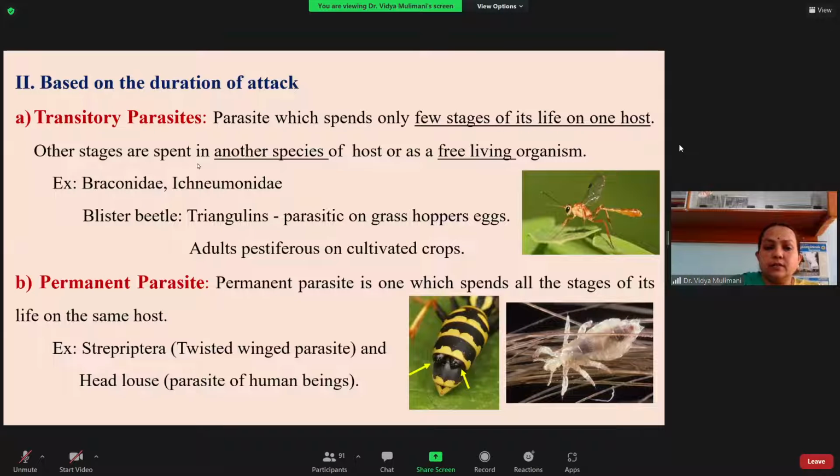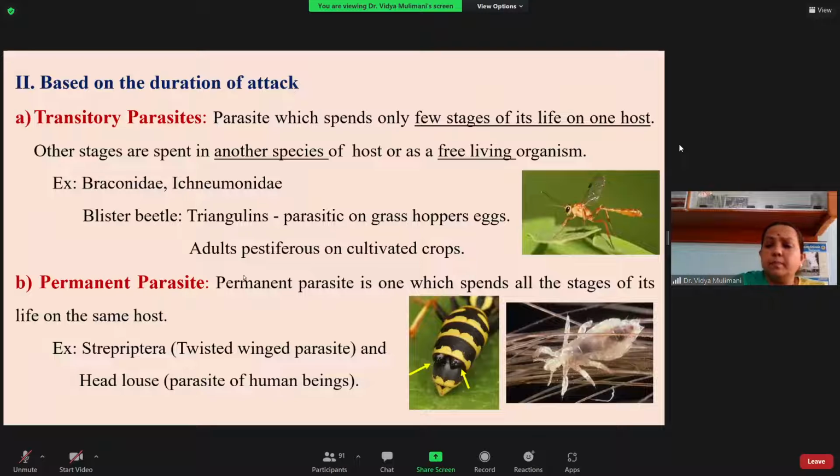Whereas with the blister beetle, you can see the other stages are spent on another species. For this example, I am giving you the blister beetle. You know that the first instar is the triungulin, which is very active and has thoracic legs. It is mainly parasitic on the eggs of grasshoppers. But the adult is a pest attacking mainly the flowers of cultivated crops like red gram. So that is the transitory parasite.